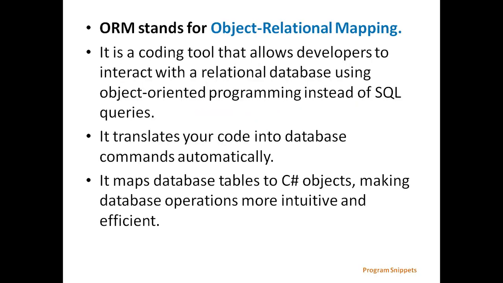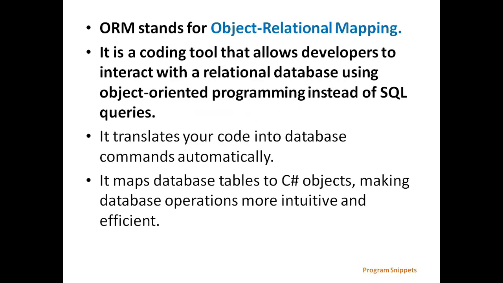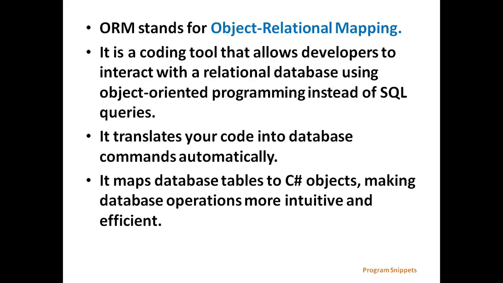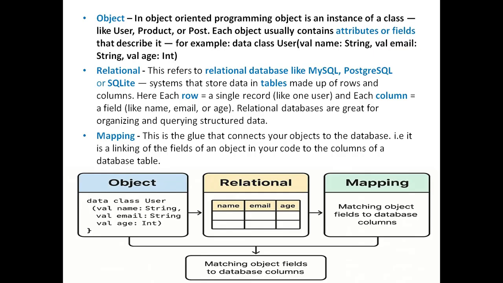Here we will see Object Relational Mapping, that is ORM. ORM stands for Object Relational Mapping, which is a coding tool that allows developers to interact with relational databases using object-oriented programming instead of SQL queries. It translates your code into database commands automatically, and it maps database tables to C# objects, which makes database operations more intuitive and efficient. Here, object is an instance of a class like user, product, or post.